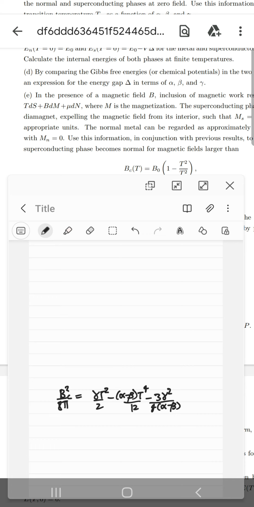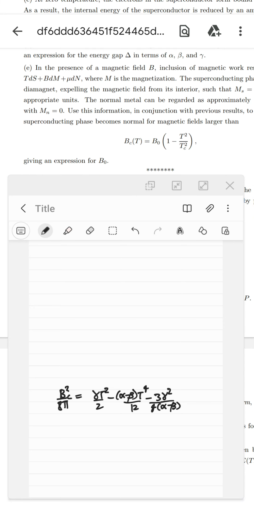T critical squared, huh? So it's a polynomial in t square and all. Not a good thing. T critical squared. Nope, I don't have any idea what's going on. Gamma t square, what is this stuff? Everything's about a 4.